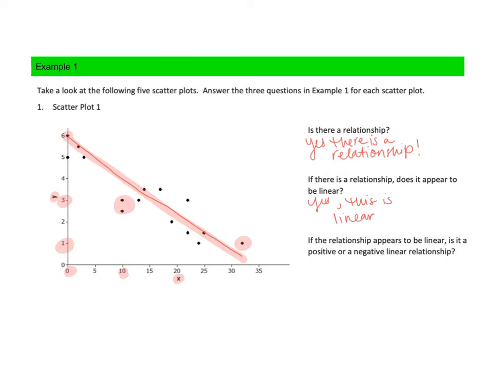And then the third question says, if it appears to be linear, is it positive or negative? So if we look at this from the left side to the right side, is it going up or down? It's going down. You can see it looks like it's going downstairs, right? You're decreasing as you go from left to right. So this is a negative linear relationship.